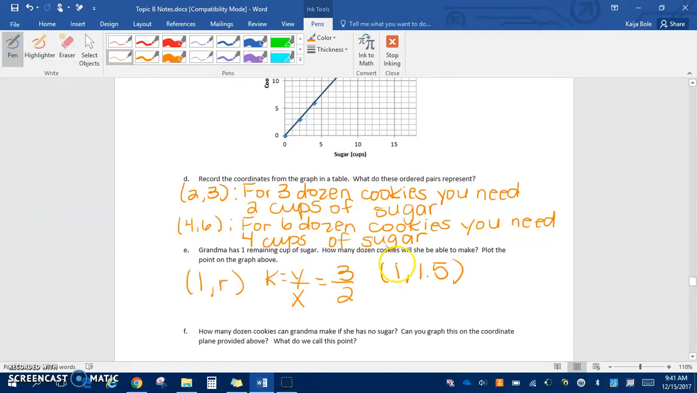So we could say that she could make 1.5 dozen cookies. Alright, and then it does say to plot it on the graph, so go ahead up here and we're going to plot 1 comma 1.5, which is going to be right here on the line, which is good. That means that we did it correctly.